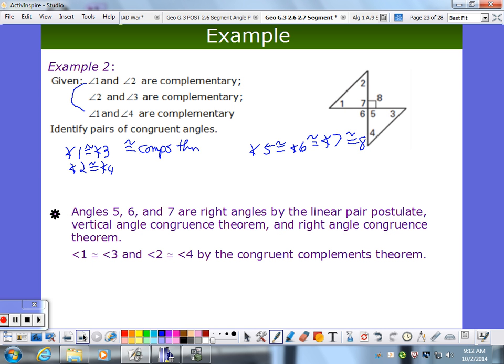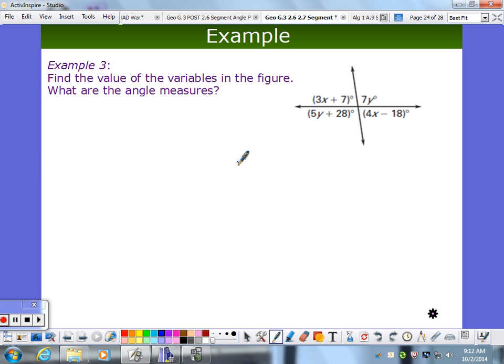All right, so using these different theorems, let's see what our next example is. Our next example is to find the value of the variables. So we're finding x and we're finding y. We've done these before, but now we're using the theorems to support it. I don't want x's and y's in an equation because then I can't solve it, so I can't really use the linear pair postulate. I think I'll use my vertical angles.